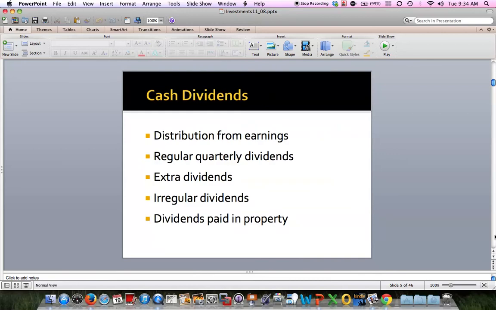Of course, buying a stock means we'd like to receive a dividend. Cash dividends are distributed from earnings. Typically, they're paid quarterly. Some companies will pay an extra dividend if it's had a very good year. Irregular dividends are typically paid more like by a REIT because a REIT would be having irregular income flows, and so they have to give 75% of their income to shareholders to basically maintain their tax status.